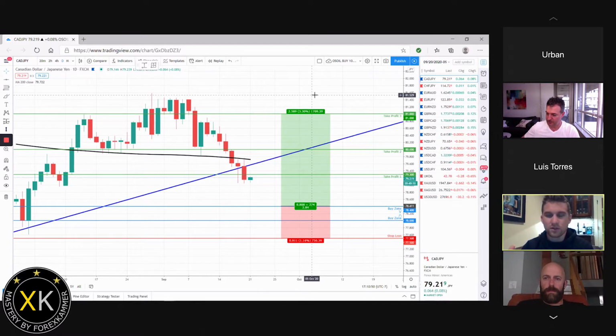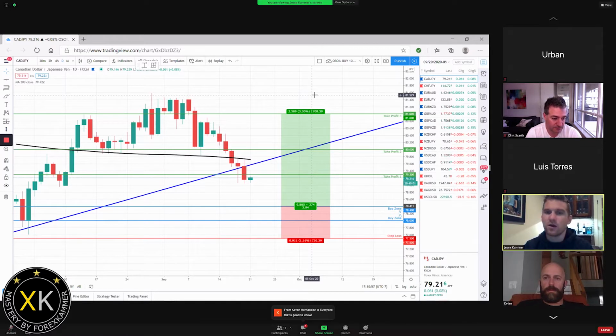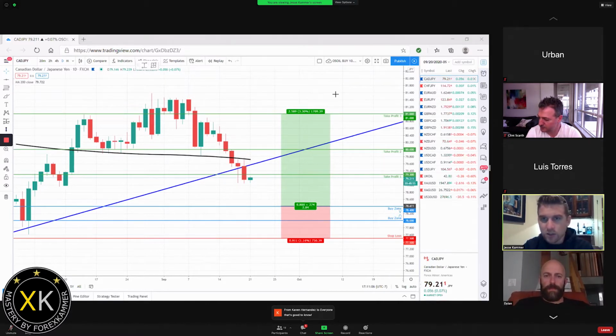Because if you get in a swing trade and you hold that swing trade, you'll always pretty much be in floating profit, and you won't have to worry so much about hitting that 5% drawdown on the daily max loss here. So let's go ahead. CAD JPY.